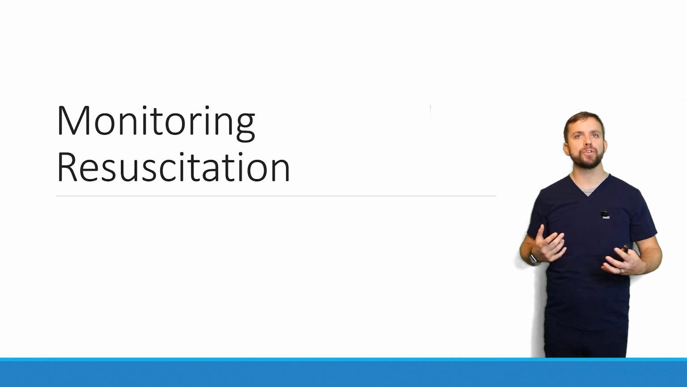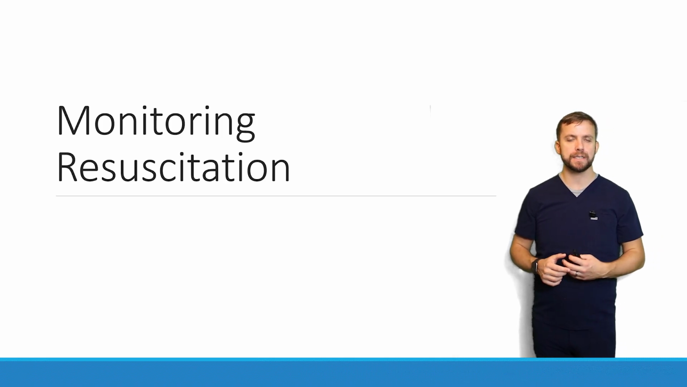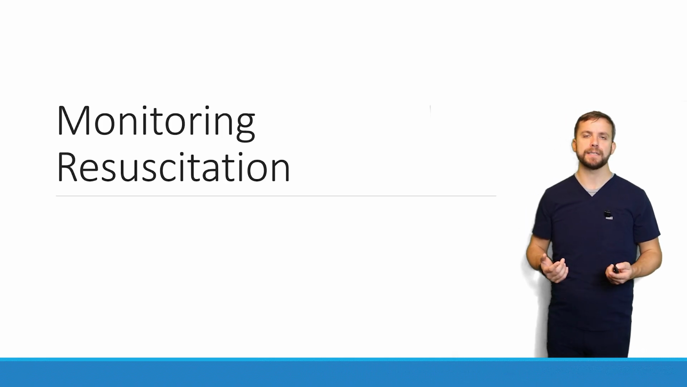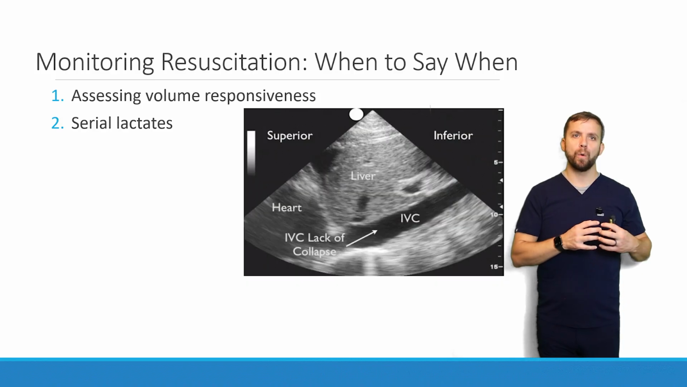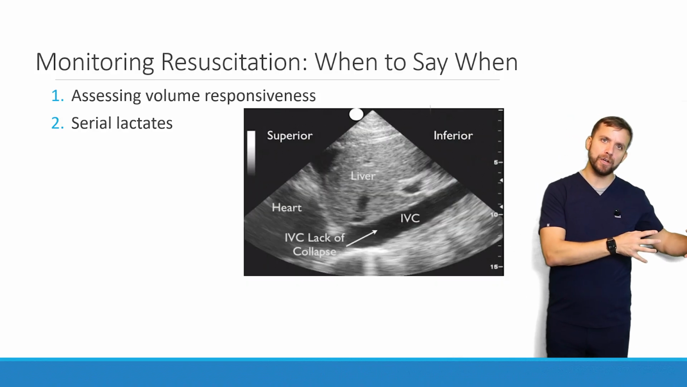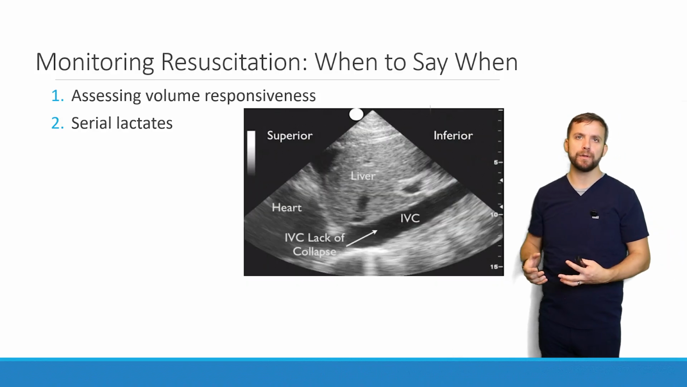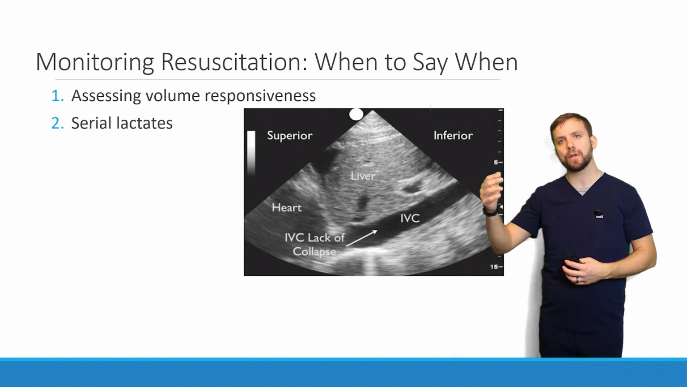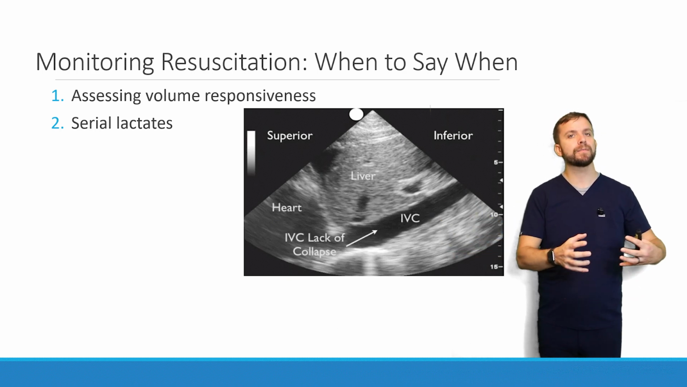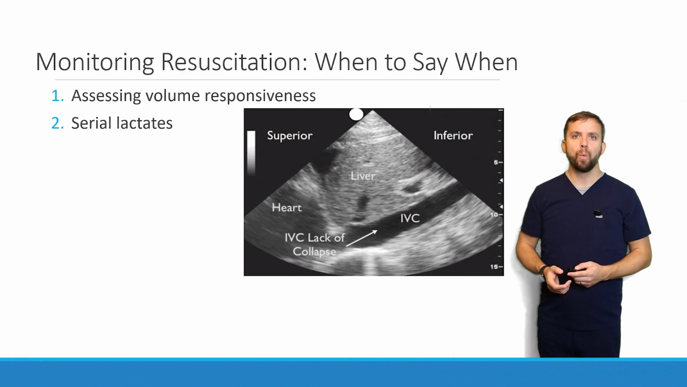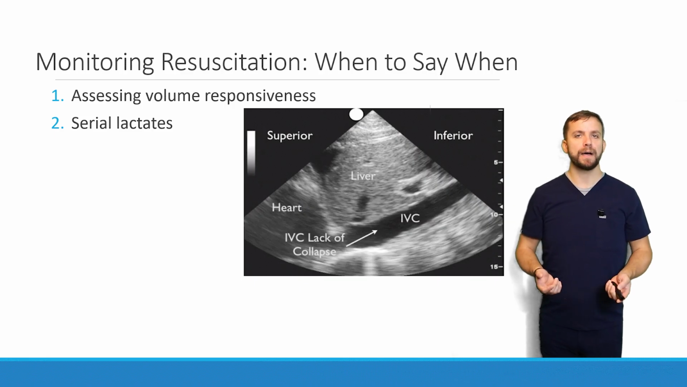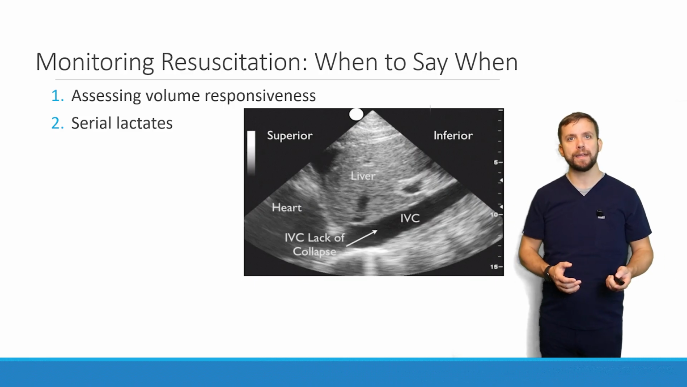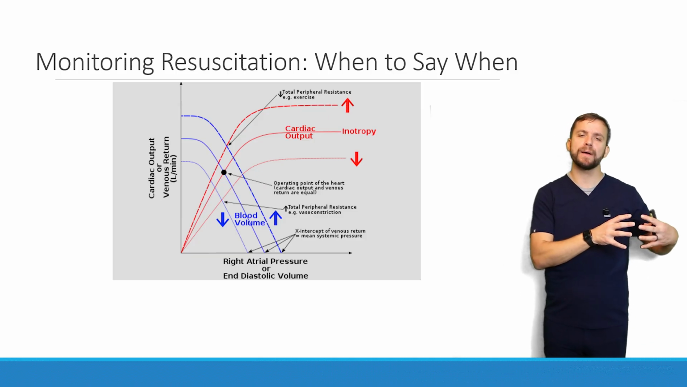So what can you do to monitor your resuscitative process and make sure you're getting it at the place that you need to be? There's assessing volume responsiveness, and then other people have looked at serial lactics to say, okay, I must be improving oxygen delivery because my lactic acid's improving. We're going to look at volume responsiveness first, on when to say when. And again, we're talking about the Starling curve.